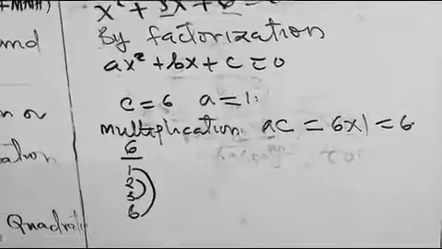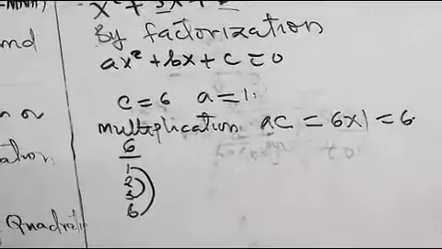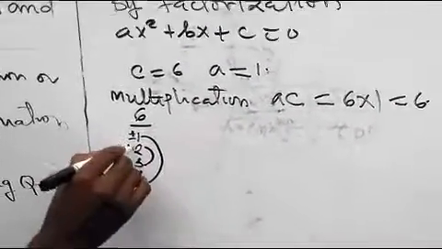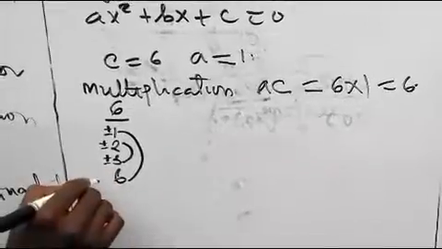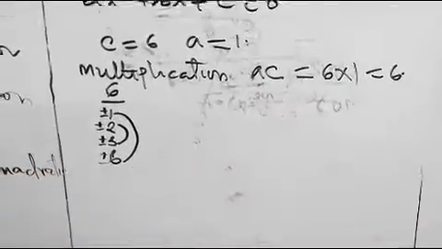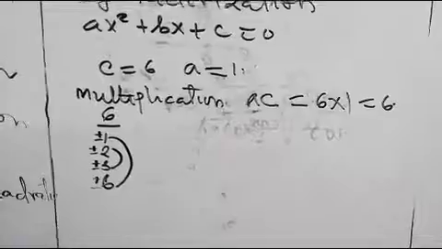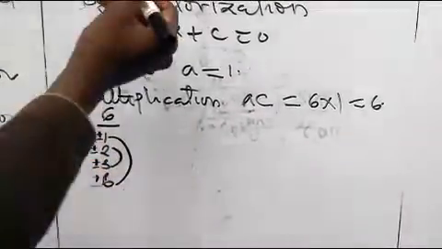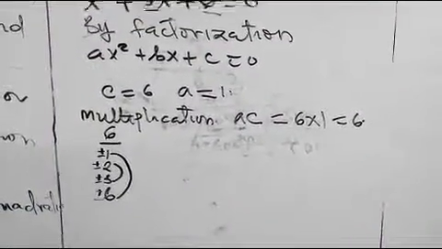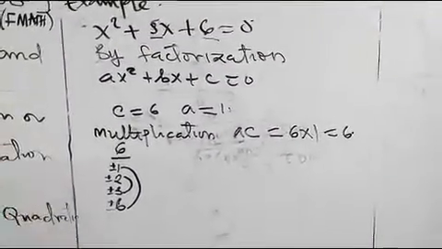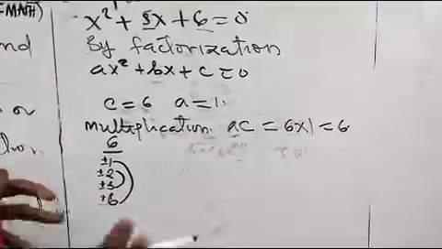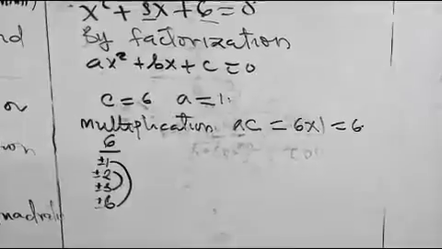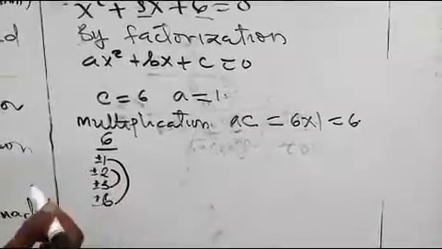These factors of 6 can be either positive or negative, so we might have plus or minus 1, plus or minus 2, plus or minus 6. We are going to look for factors that when added together give us 5x, and when multiplied together give us our constant term, 6. Now let's look at 1 and 6. Can we try them?